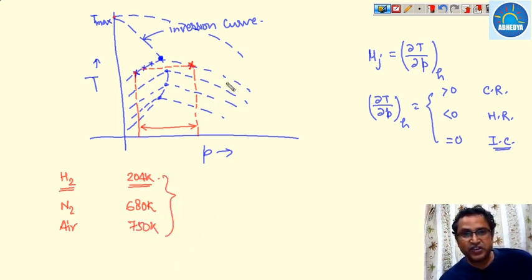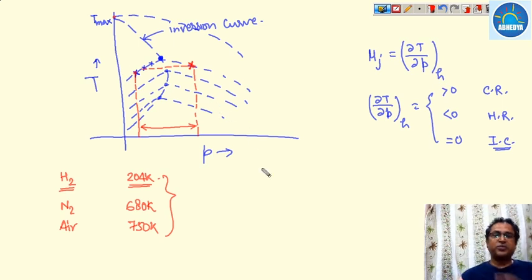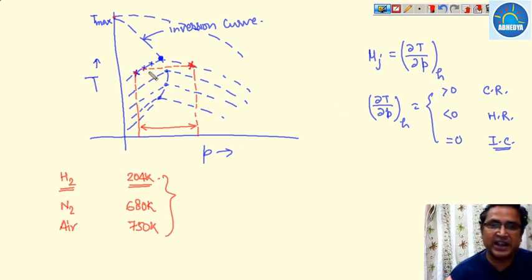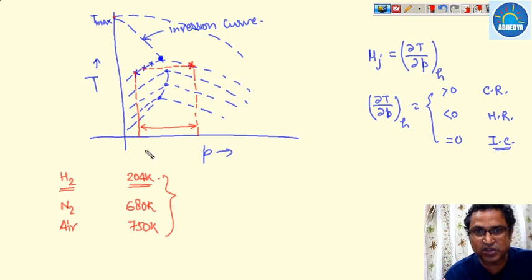Since our main concern is to get the cooling effect, we use a substance whose maximum inversion temperature is as high as possible. Always remember that the Joule-Thomson coefficient is the slope of the isenthalpic line, that is, del T over del P at constant enthalpy. So this is all about the cooling effect and the explanation of the Joule-Thomson coefficient.